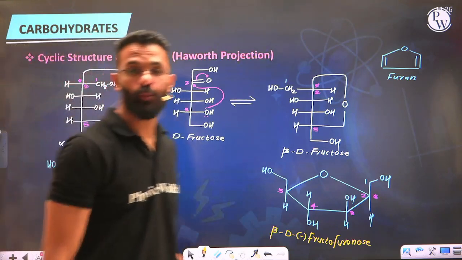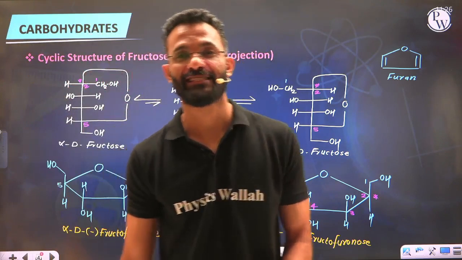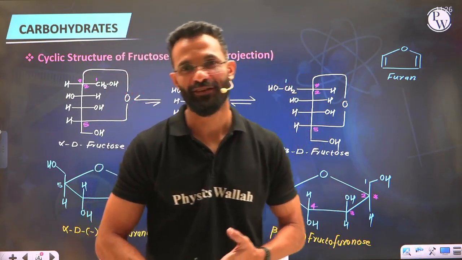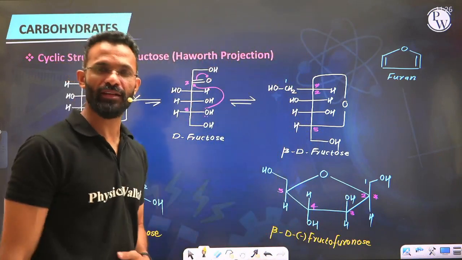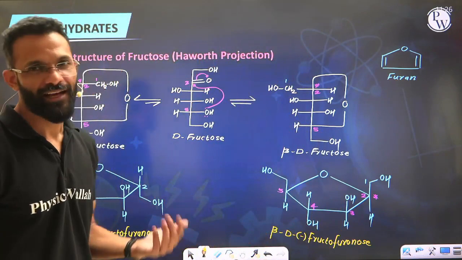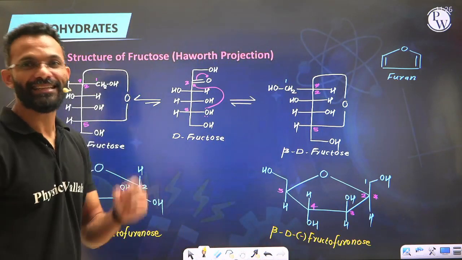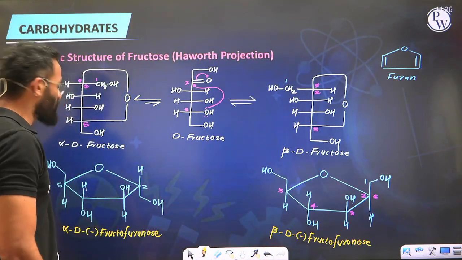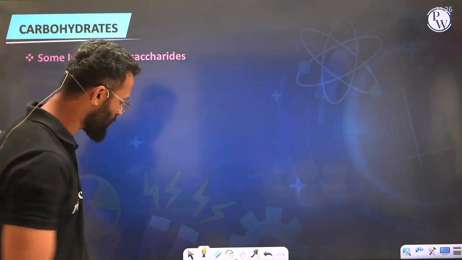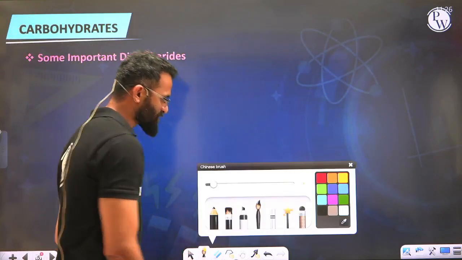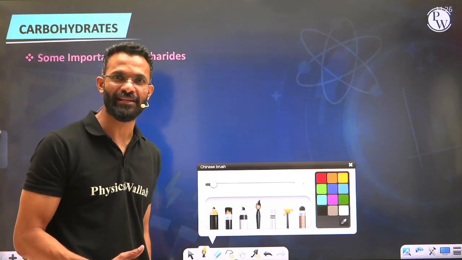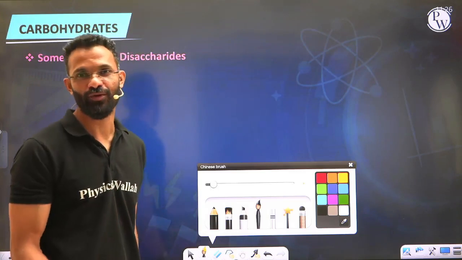Alright guys, I'm hoping that you are understanding how to draw the Haworth projection of a molecule and all the details that we have learned here. So that was all about the important monosaccharides and their cyclic structures that we were supposed to study. And now it's time for us to learn the disaccharides. Well, before you start learning the structures of disaccharides, first we have to understand their composition. The disaccharide is made up of which two monosaccharide units?